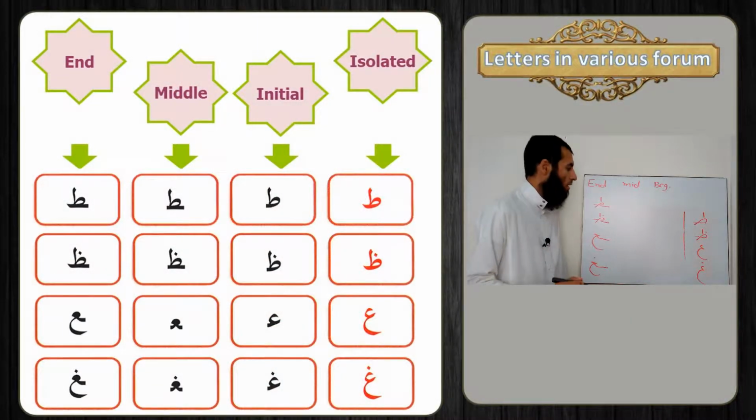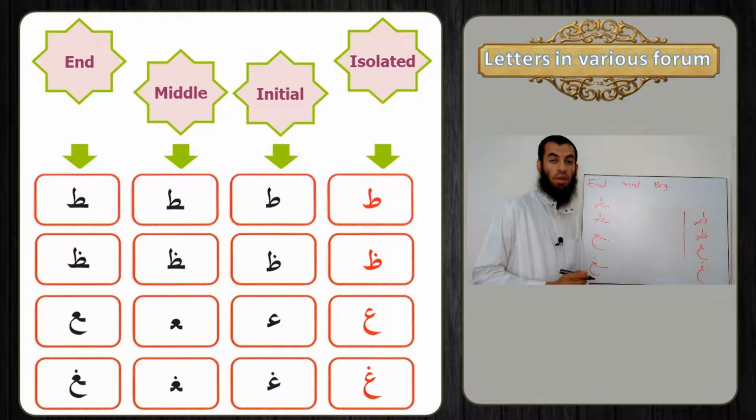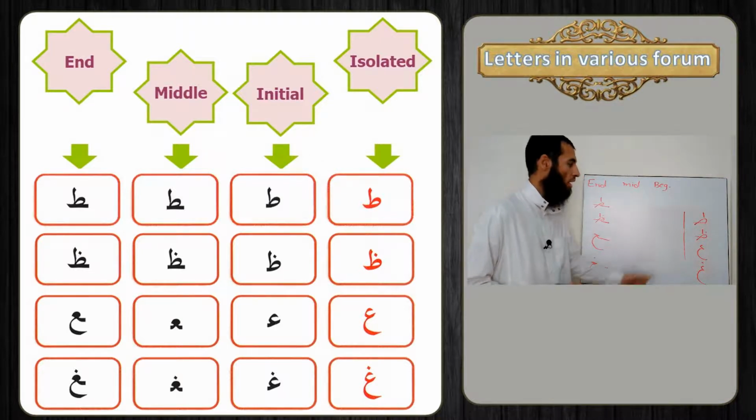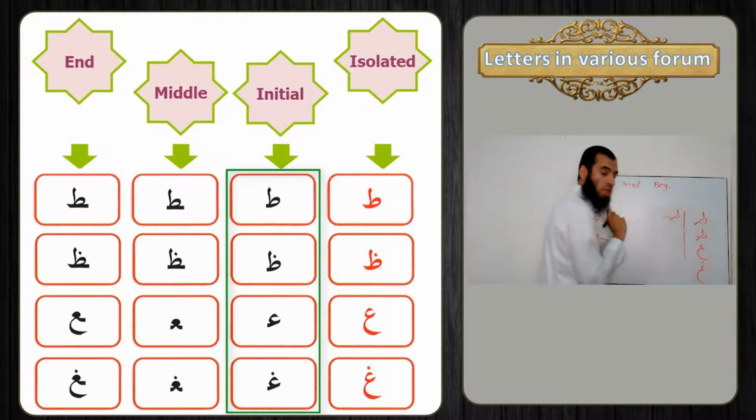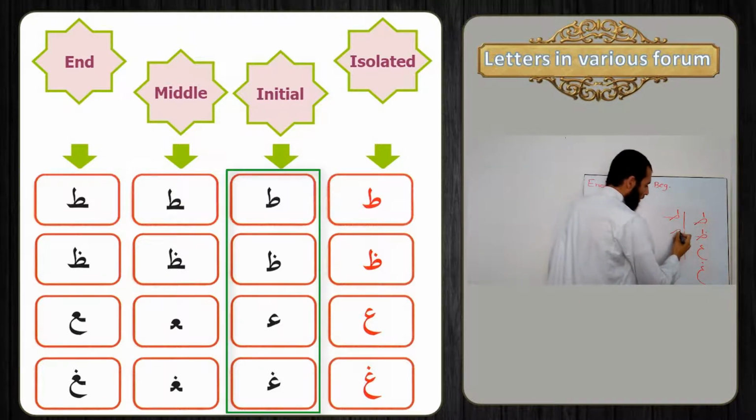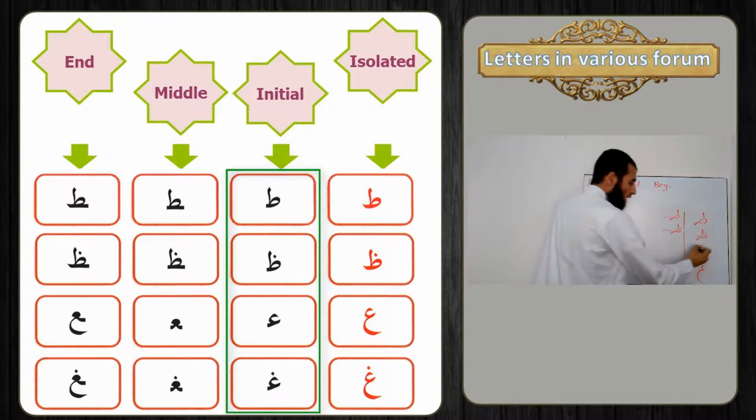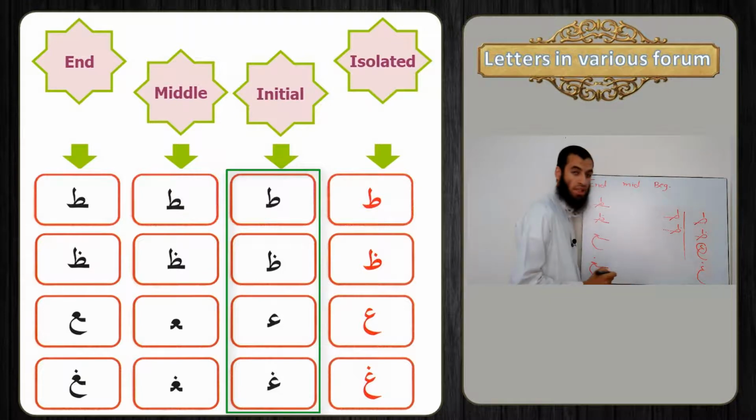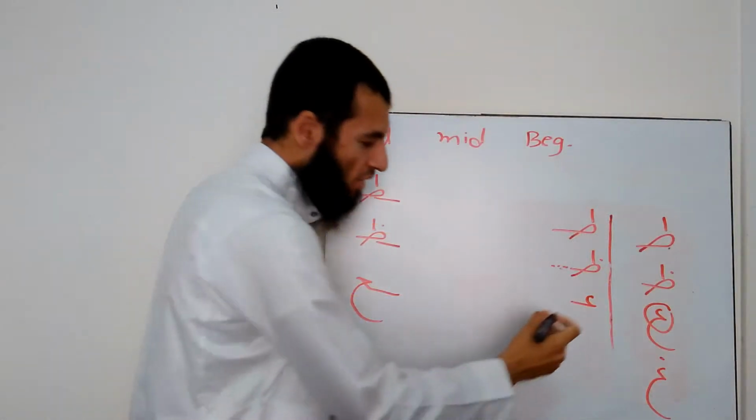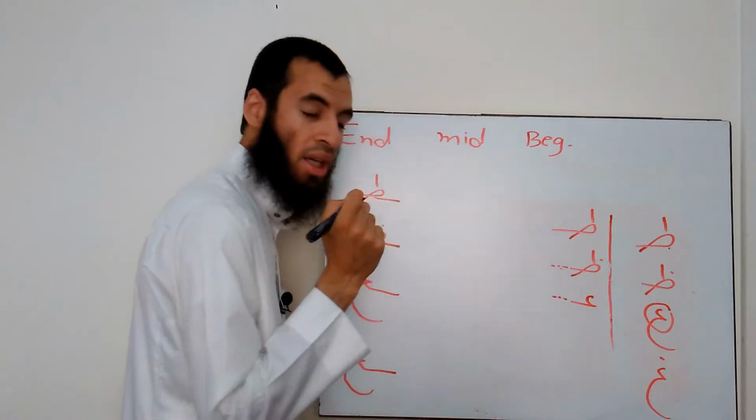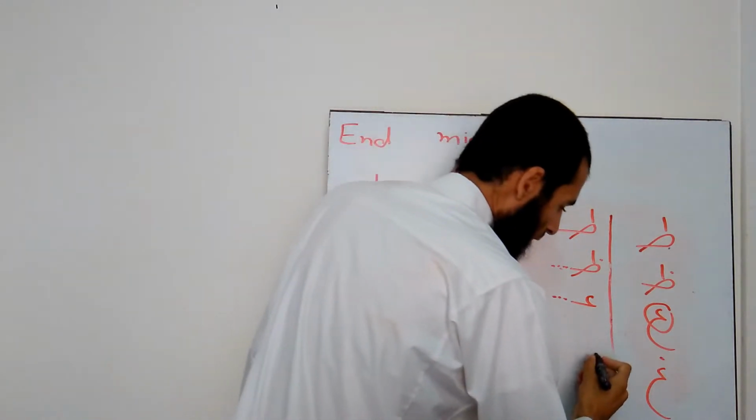Okay? What about at the beginning of the word? We will take the first portion of every letter here. So this is letter ta, okay, and this is a connection line, and this is letter va, and this is a connection line, and for letter ain we will take the first portion of the letter. So it will be like this. Okay, and this is a connection line. Also for letter ghain it will be like this.